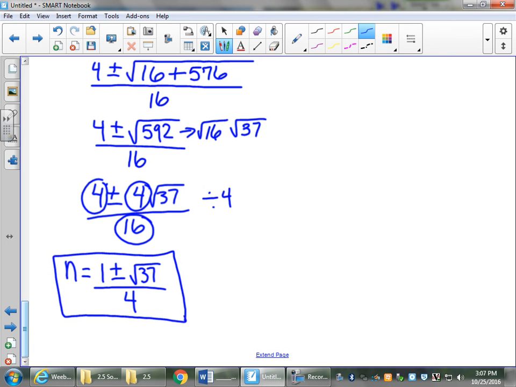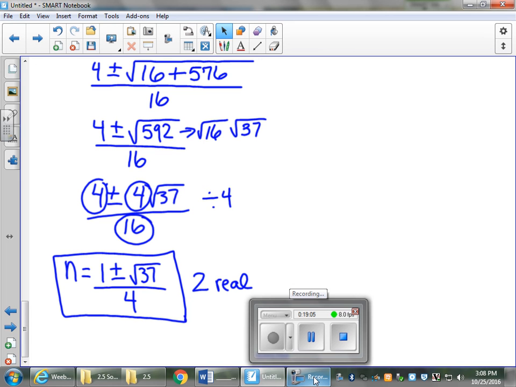Even though this looks crazy complicated, this is still 2 real solutions. There's no i anywhere. One of them would be 1 plus radical 37 over 4, and the other one would be 1 minus radical 37 over 4. If you wanted an answer that made sense, like once we get to the real world problems, you would actually take the square root of 37, change it to its decimal equivalent, and then you could go ahead, add and subtract and divide to get 2 decimal numbers that would make a little more sense to you guys.